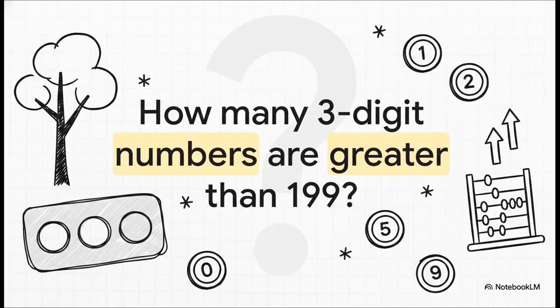Which brings us to our final provocative challenge, straight from the source material. What if repetition is allowed? Using the digits 0, 1, 2, 5, 6, and 9, how many 3-digit numbers can you form that are strictly greater than 199? Think carefully about the constraints here. Which specific numbers can go in the very first slot to guarantee it's greater than 199? And how does allowing repetition change your math for the remaining slots? I'm going to leave you to ponder that one.